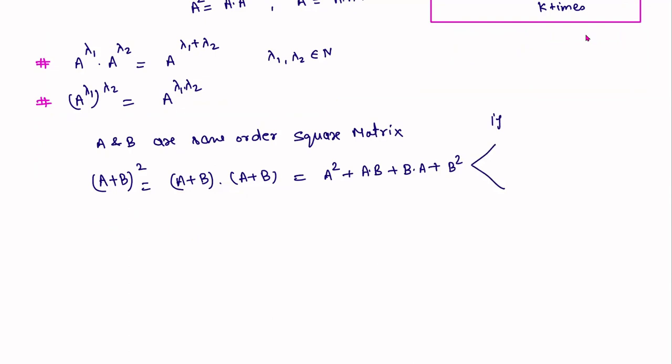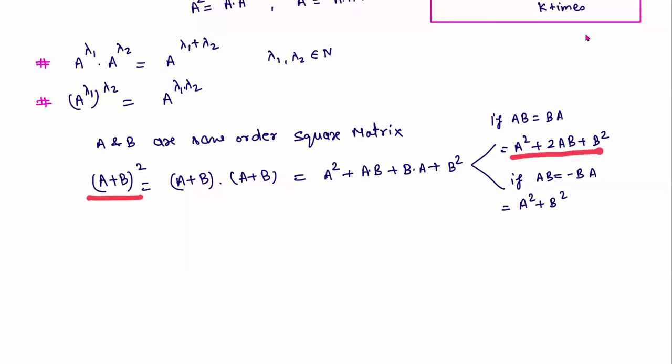If AB equals BA, meaning the matrices are commutative, then this becomes A square plus 2AB plus B square. If AB equals minus BA, meaning anti-commutative, then this is A square plus B square, or not. So here one result we have is that A plus B whole square is A square plus 2AB plus B square when the matrices are commutative. Am I correct?